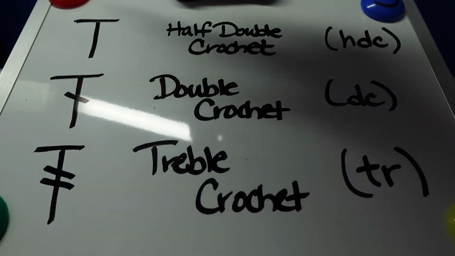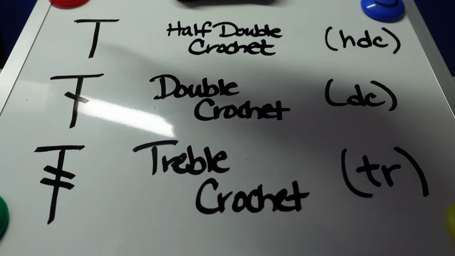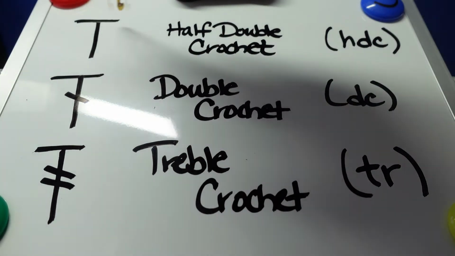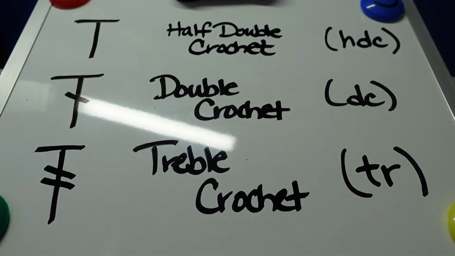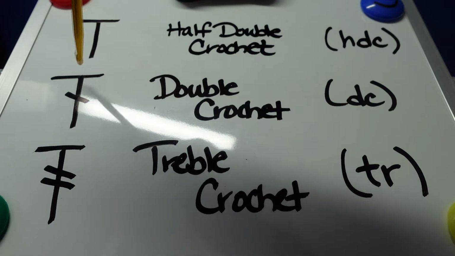We have this symbol. It's like a T, okay? So just a horizontal line with a longer vertical line. And that symbolizes the half double crochet. If you see that written out in the pattern, most likely it will be abbreviated with the 3 letters HDC, half double crochet.